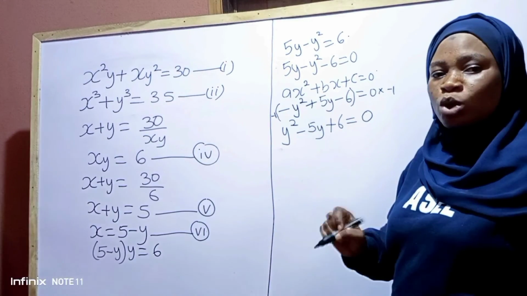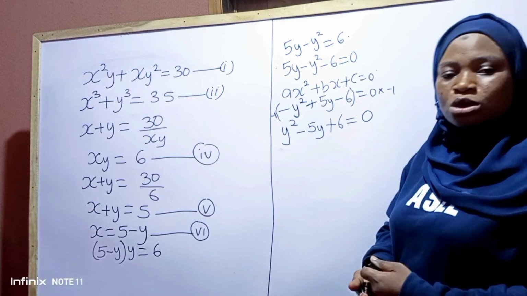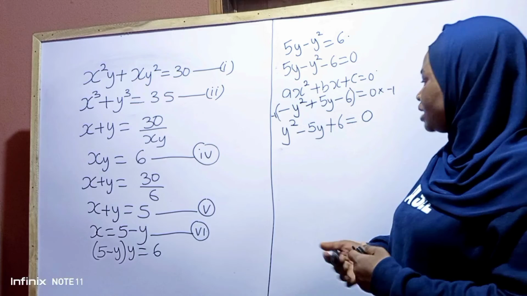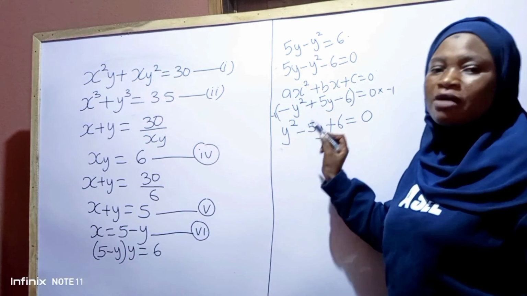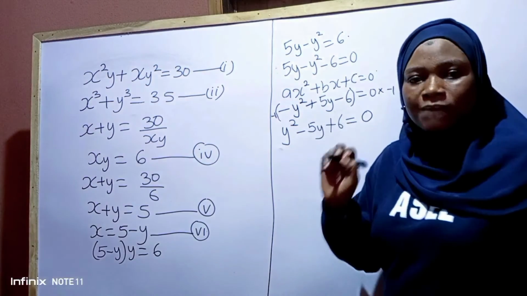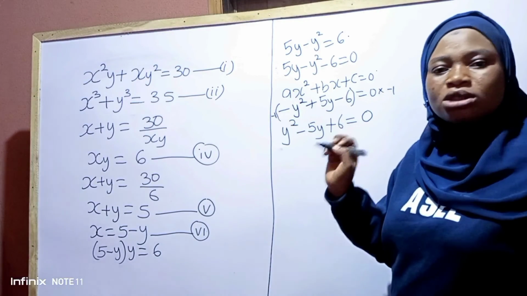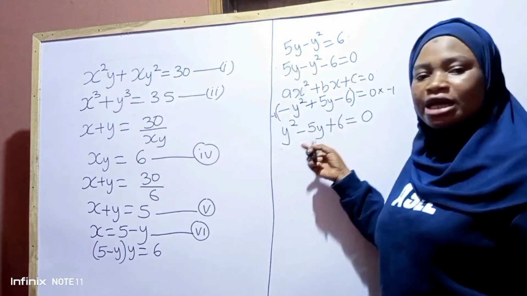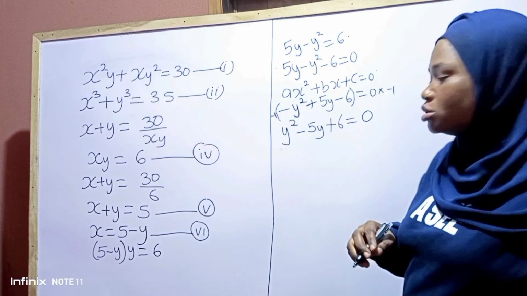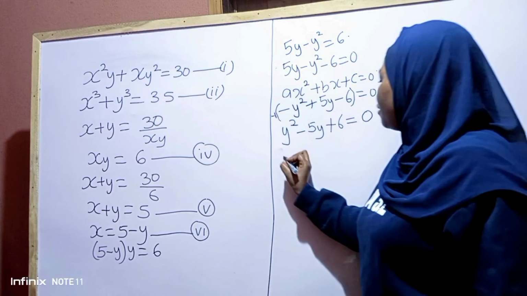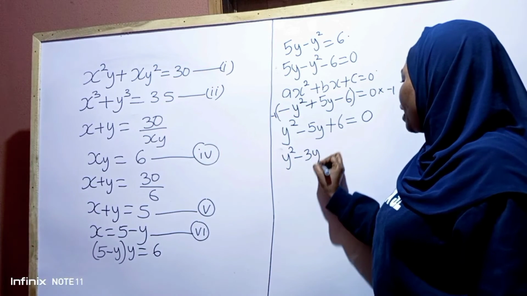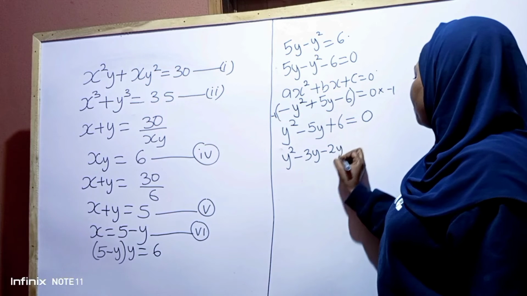Now, the next thing is that I have to multiply y squared by 6. It gives me plus 6y squared. So I need two factors of plus 6y squared that if I add them together, I'm going to have minus 5y. So I have minus 2y and minus 3y. If you want to learn about quadratic equations, you can watch my videos on quadratic equations.